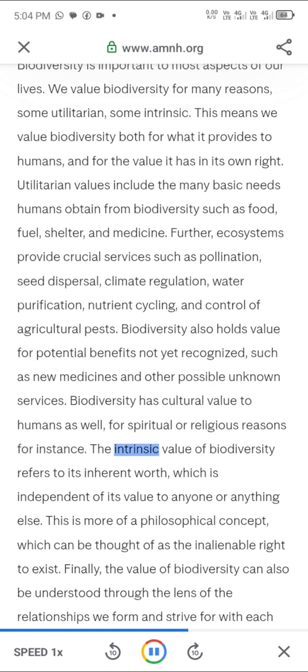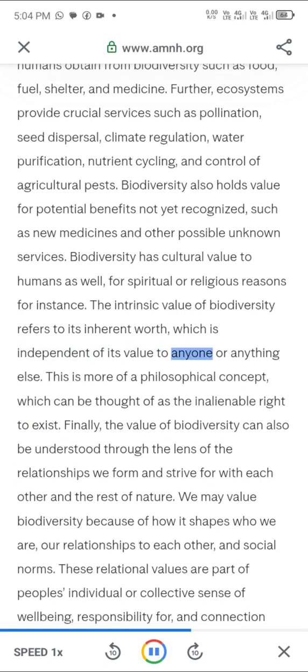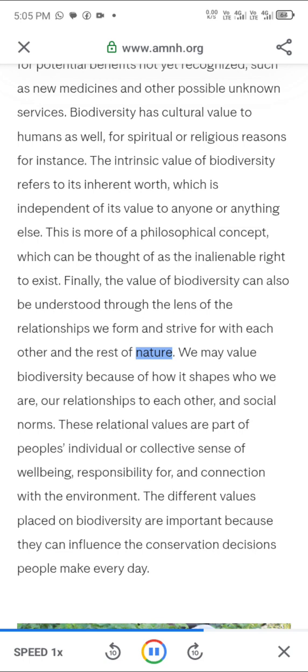The intrinsic value of biodiversity refers to its inherent worth, which is independent of its value to anyone or anything else. This is more of a philosophical concept, which can be thought of as the inalienable right to exist. Finally, the value of biodiversity can also be understood through the lens of the relationships we form and strive for with each other and the rest of nature.